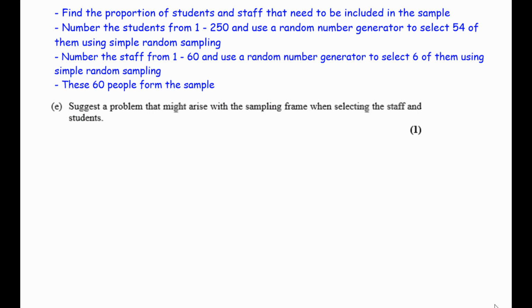Okay, and lastly, suggest a problem that might arise with the sampling frame when selecting the staff and the students. Well, this is a school, and the sampling frame is just a list of people from which you can take a sample. I might select somebody who isn't actually present on that day.